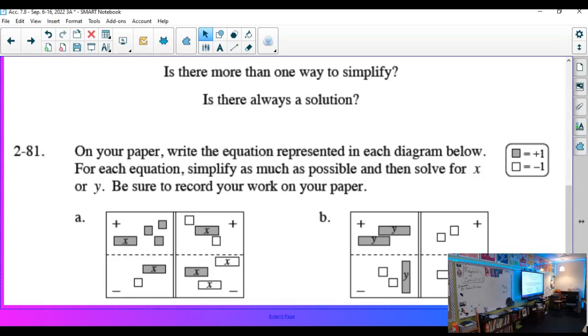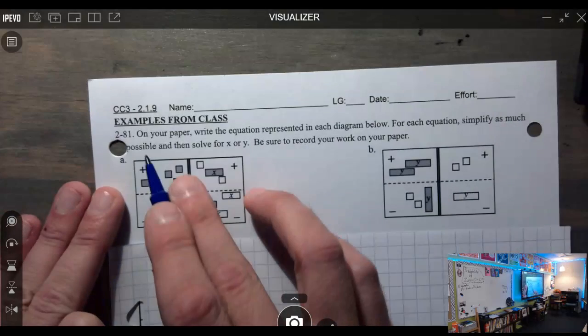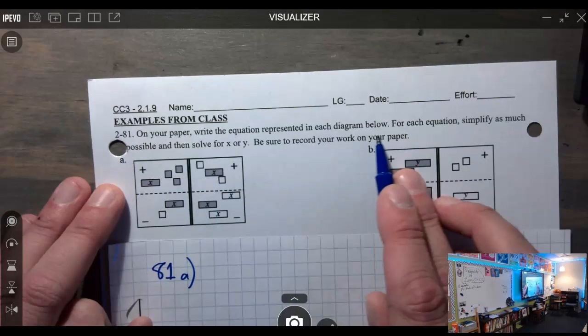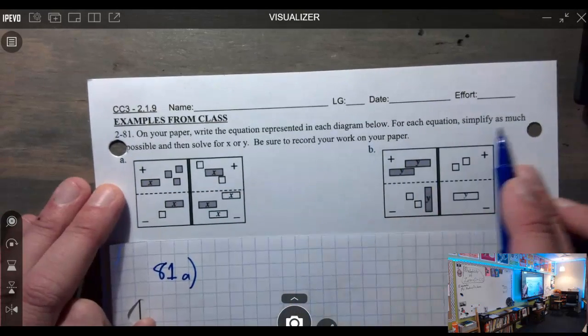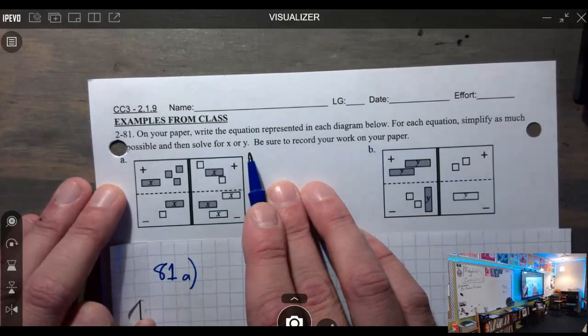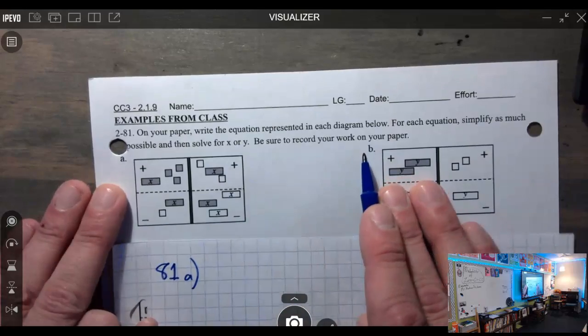Are we supposed to like change the math equation until we get to 0? Yeah, so on your paper, write the equation represented in each diagram below. For each equation, simplify as much as possible, solving for x or y. Be sure we record our work on our paper.